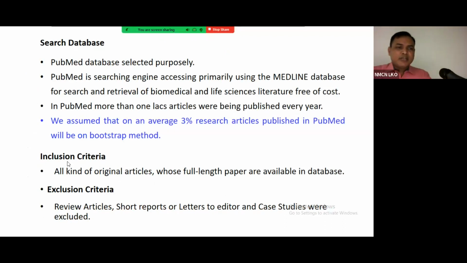The search database we have used is the PubMed database. We have selected this database purposely because it basically publishes articles related to biomedical research. The inclusion criteria was all kinds of original articles whose full-length paper is available in the database. We have excluded all the review articles, short reports, letters to the editor, case studies, and also abstracts.